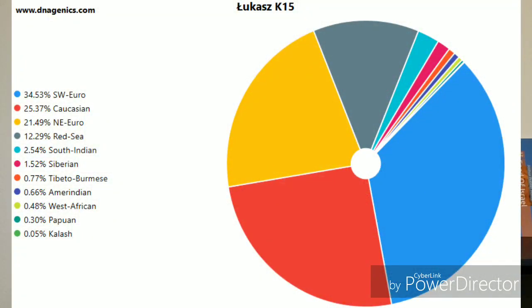Lucas K15, Southwest Euro 34.53%, Caucasian 25.37%, Northeast Euro 21.49%, Red Sea 12.29%, South Indian 2.54%, Siberian 1.52%. And again, the percentage is lower than 1. Let's keep going here.